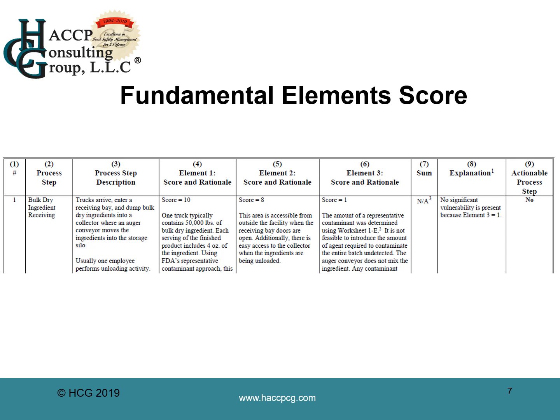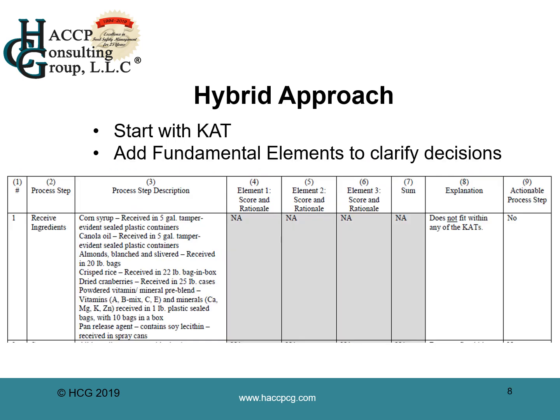Again, in this format, you would list each process step and describe it, and then you would score that step based on tables and information that's provided in the FDA guidance on intentional adulteration. And in the final column, again, you would answer yes or no. Is this step an actionable process step based on that final score?